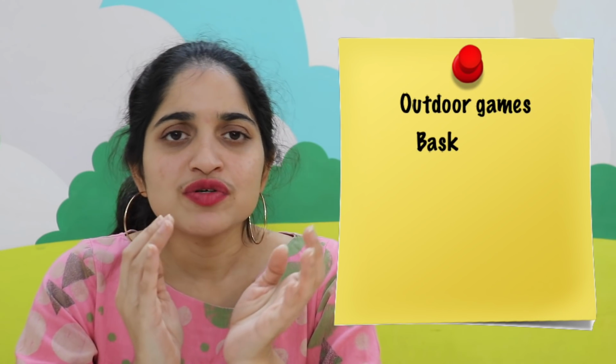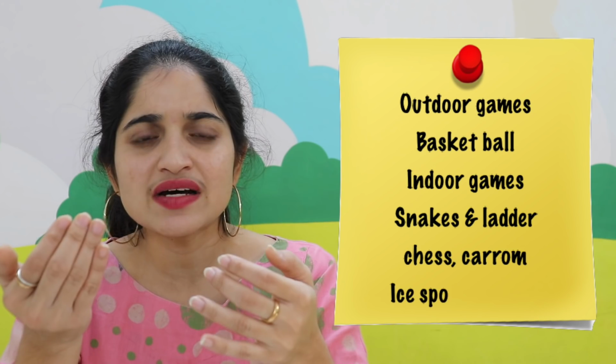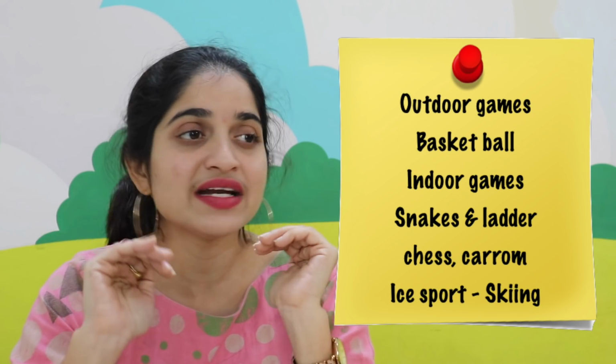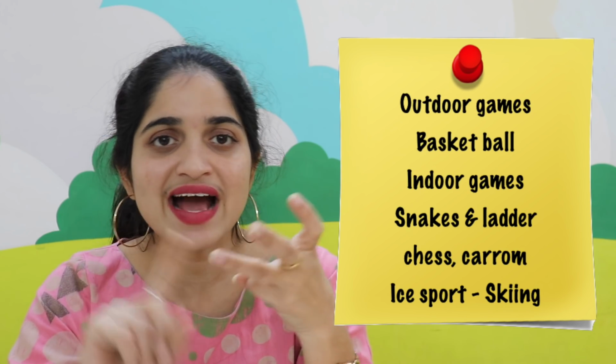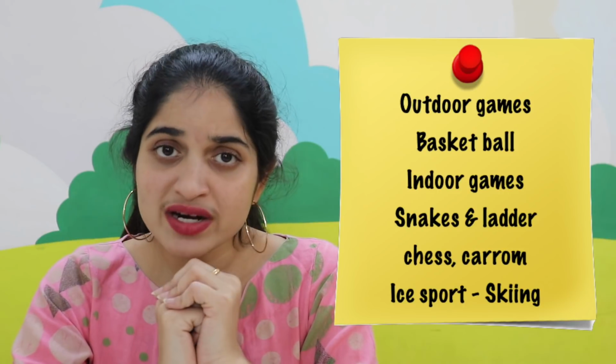They should be able to say at least 2 to 3 outdoor games and 2 to 3 indoor games. Outdoor games are like football, basketball, cricket, and the indoor games are like snakes and ladder, chess, caroms, brain vita. They also should know at least one ice sport, which is skiing. This is all a child should know for the thematic concepts in junior KG.